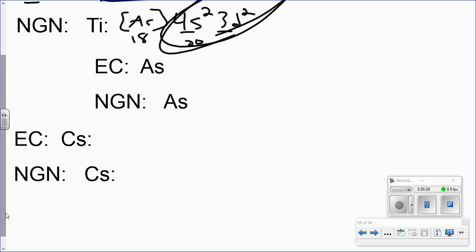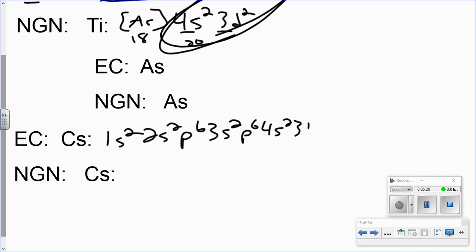Let's jump down to cesium. Cesium's huge. Okay, so if we do the electron configuration, this is a pain in the butt to do every time. 4p6, 5s2, excuse me. 4d10, 5p6, 6s1, okay? 6s1 all the way down there. Yeah, that's terrible to write.